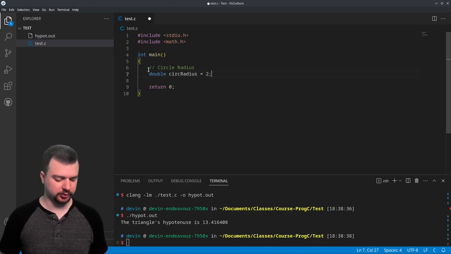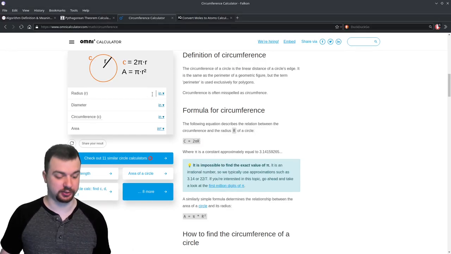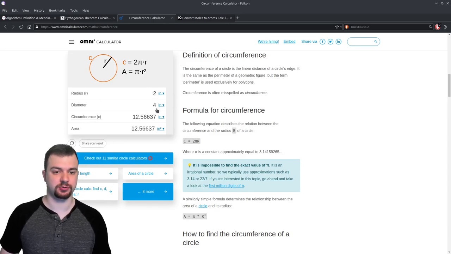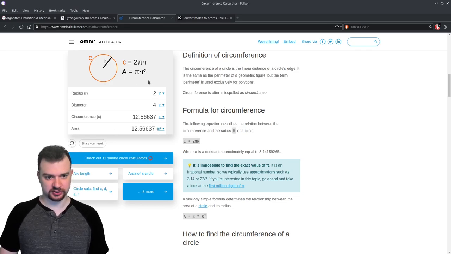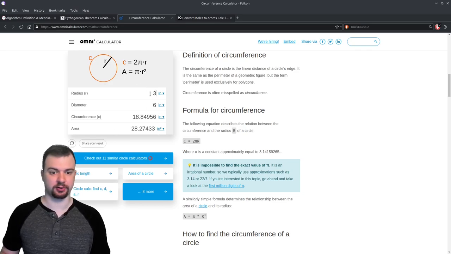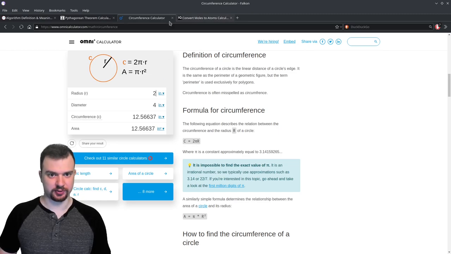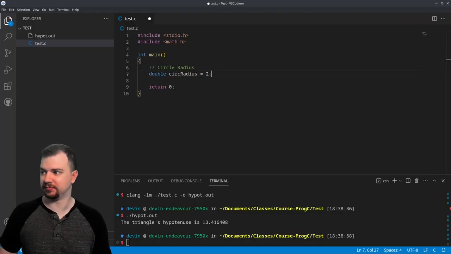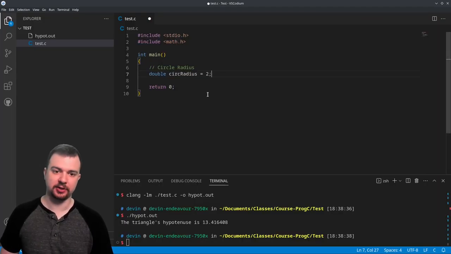Here's what I had just a second ago. If I actually plug it in, you know, you get 2 diameter, 4 circumference of 12.56637, and the area is actually the same just because the math works out that way. But change it to 3, you'll notice it changes from 18.8 to 28.7. Not a big deal. We're going to start with 2 though, just because it's fun, because they're the exact same answer. I digress.